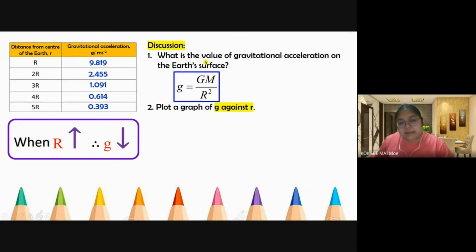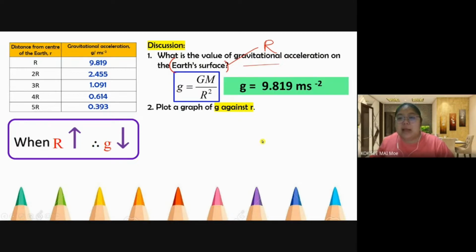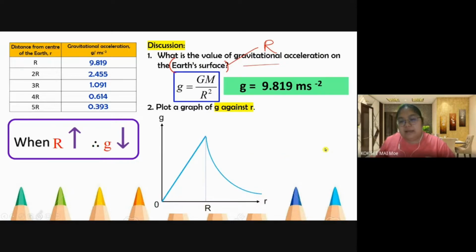The discussion is: what is the value of the gravitational acceleration on the Earth's surface? On the Earth's surface means R. So my answer just refers to the table: 9.819. That is normally what we take as the gravitational acceleration, exactly at the surface of the Earth. When I want to plot the graph for this table, the graph is like this. What does this stand for? When it is at R, this should be 9.819.